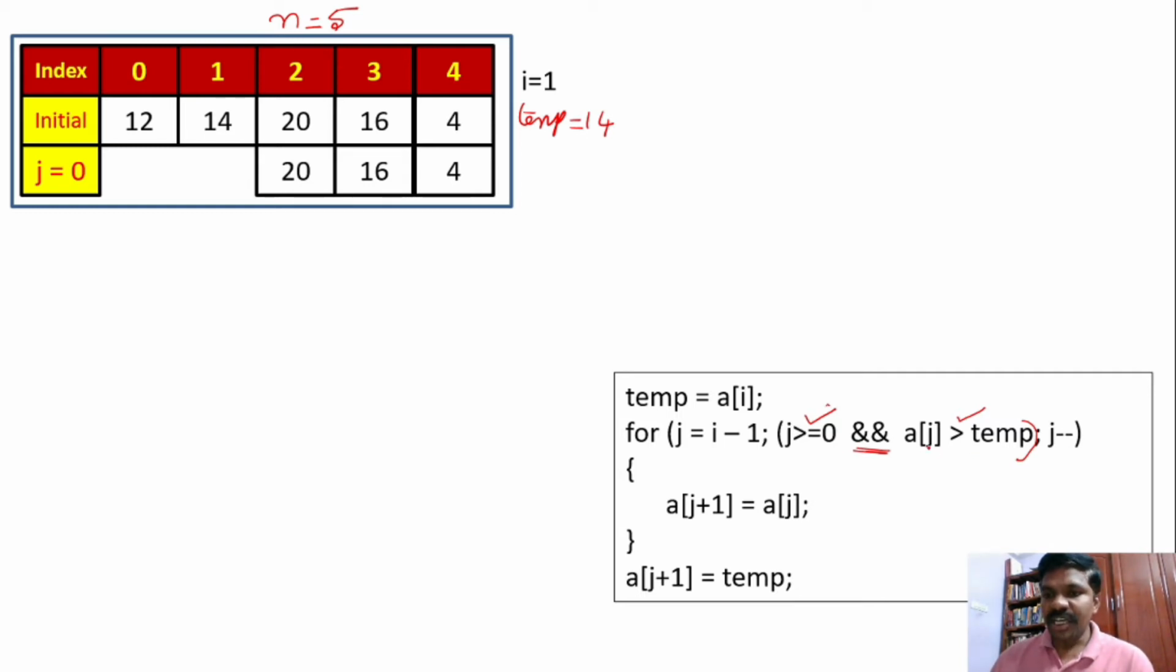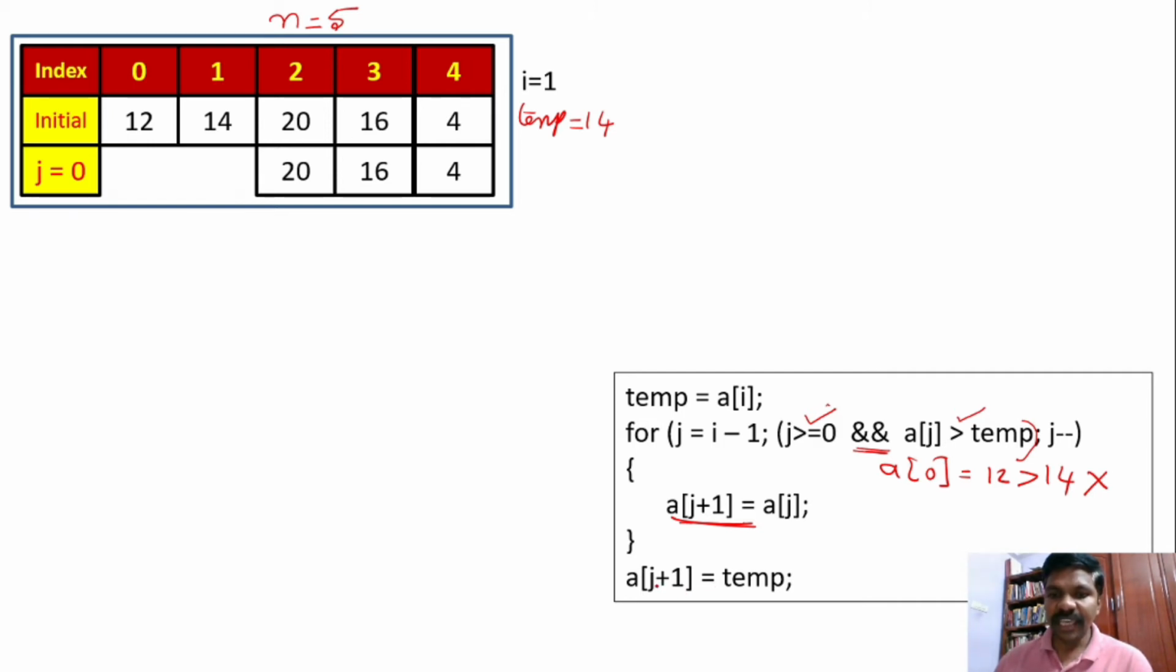What is the other condition? a of j must be greater than temp. What is a of j? My j is equal to 0, so a of j, that is a of 0, is equal to 12. So 12 must be greater than temp. Temp means 14. Is 12 greater than 14? Wrong. So this statement will not execute and it will come out of the loop.